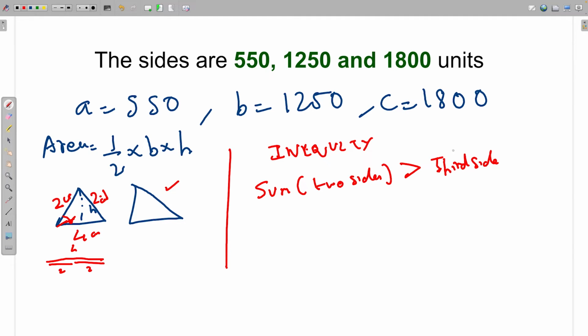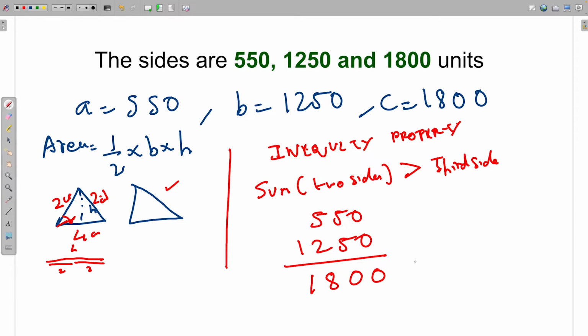So applying this particular property to this particular problem. Let's say the sum of the two sides. So let's take the first side as 550, okay, and the second side is 1250. Now, when we add these two, what we get actually is 1800, which is actually equal to the third side.